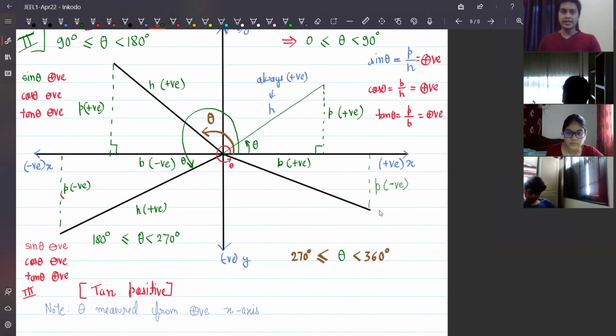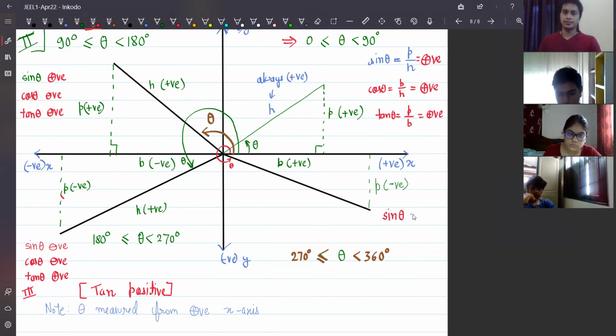Then tell me the value of sine theta. Is it positive or negative? Negative. Are you sure? Yes. Okay. Cos theta? Positive. Tan theta? Negative. So here we see that sine and tan are both negative, but in the fourth quadrant, we have cos as positive.